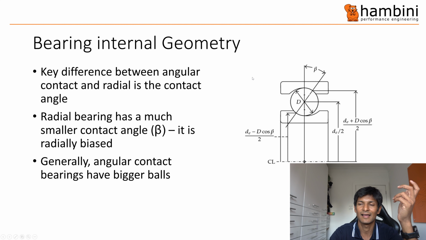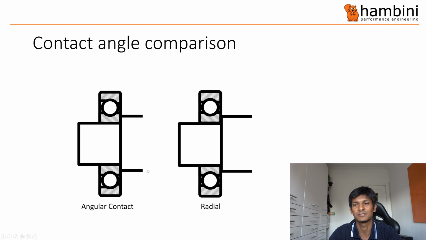Generally, angular contact bearings have bigger balls, so for a size they usually have bigger balls. If you were to compare the difference between an angular contact bearing and a radial bearing, you've got that, which is my phone, you've got that which is the angular contact angle versus that which is a radial contact angle. So it's much shallower or heading more towards vertical.